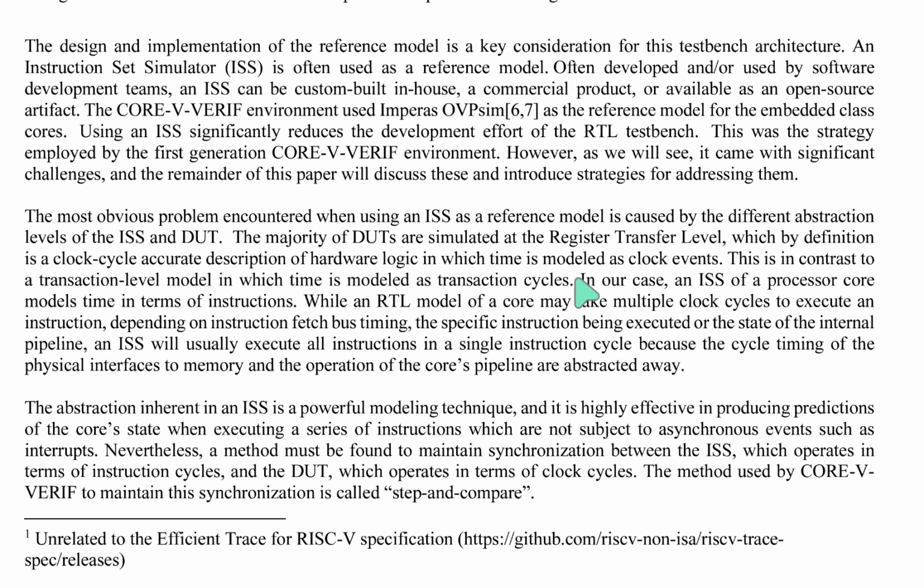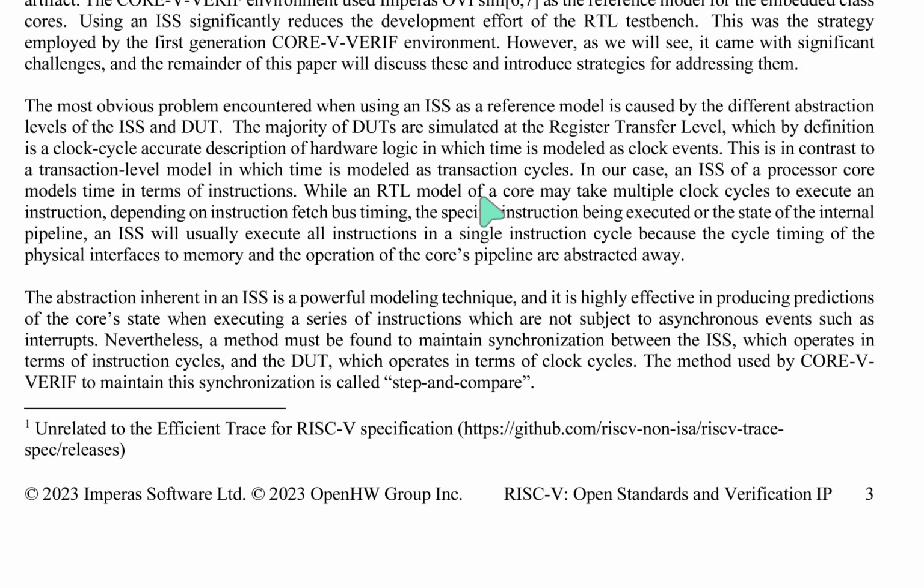In our case, an ISS of a processor core models time in terms of instructions. So while the RTL model of a core may take multiple clock cycles to execute an instruction, depending on the instruction fetch bus timing, the specific instruction being executed or the state of the internal pipeline, an ISS will usually execute an instruction in a single instruction cycle because the cycle timing of the physical interfaces to memory and the operation of the core pipeline are abstracted away.